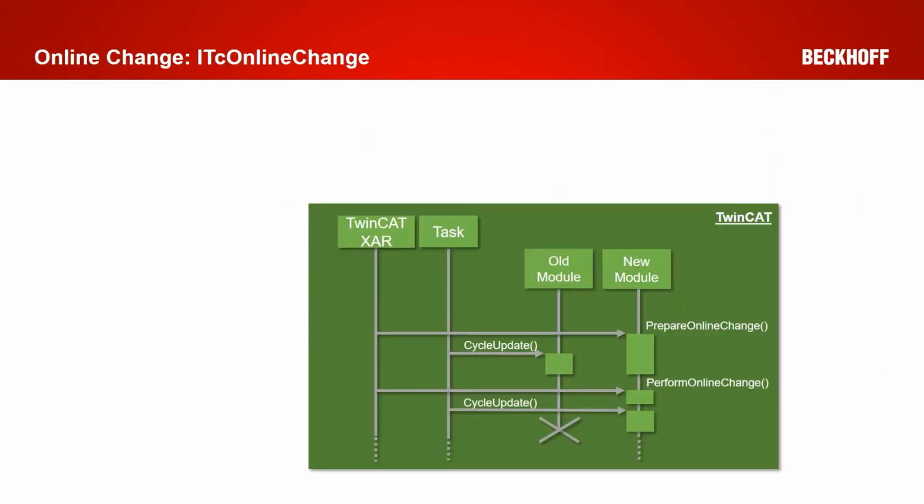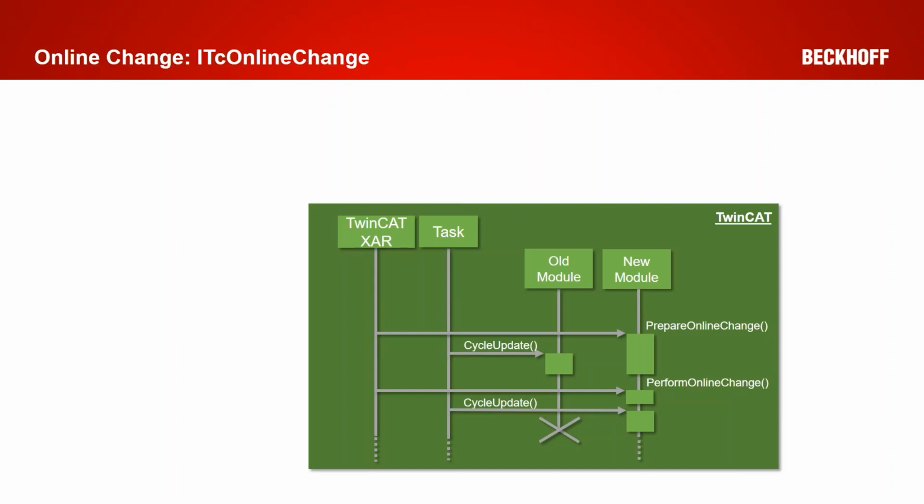Okay, ITcOnlineChange, that's the interface your module needs to implement. What is that for? As a first part, it's there for showing TwinCAT this module is able to be online changeable. The interface itself consists of two methods. The first one is PrepareOnlineChange, and the second one is PerformOnlineChange. So a slight difference in wording, but quite important.